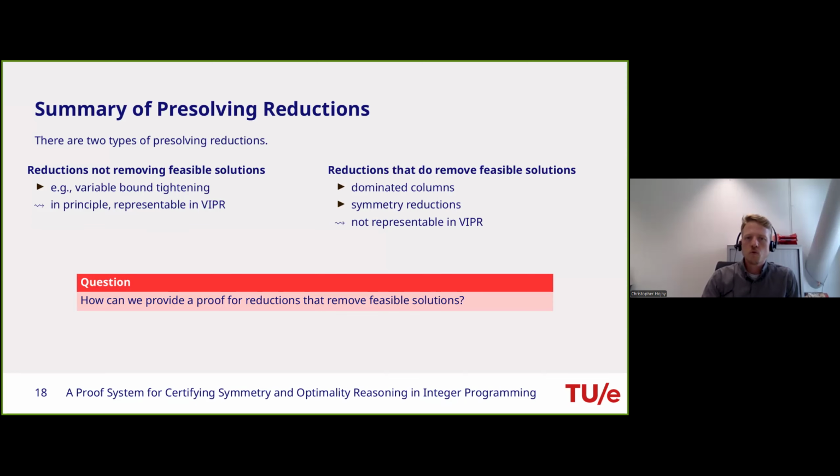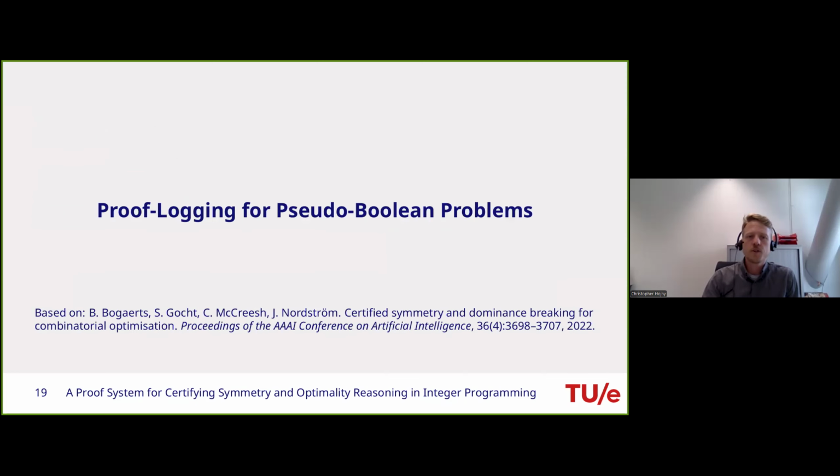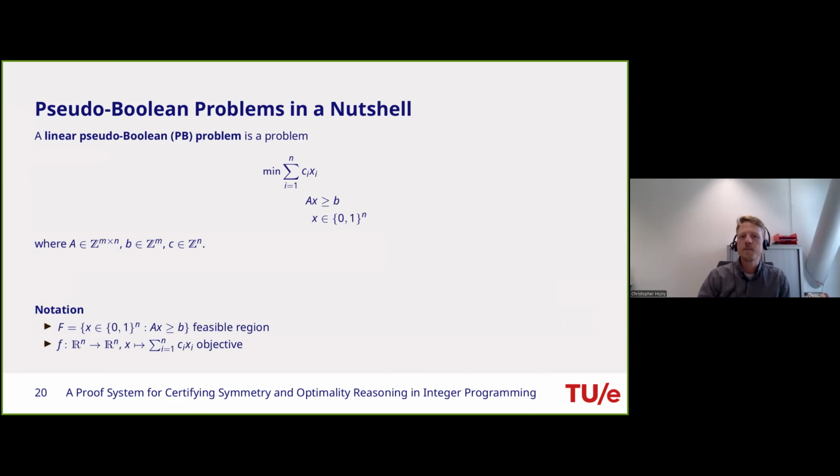And to illustrate this, to motivate how we can certify this, I want to now change the focus to a second proof system that has been introduced a couple of years ago by Bogarts and others for so-called pseudo-Boolean optimization problems. And these are, in a certain sense, special cases of mixed integer programs in which we assume that all the variables can only take binary values. And for notational convention, I assume in the following that we are dealing with greater than or equal constraints and that we are minimizing the objective. And we also assume in the following that all the data in A, B, and C are integer numbers.